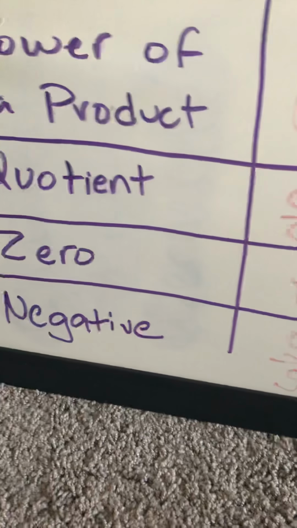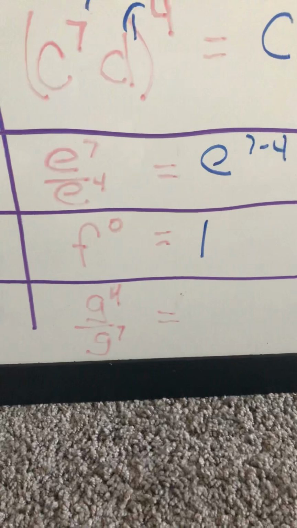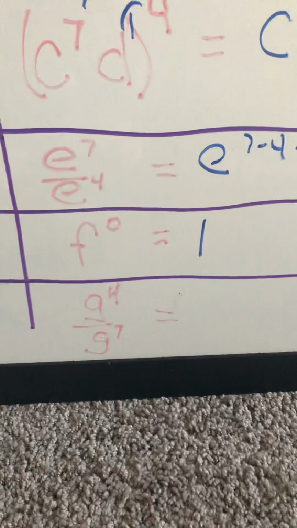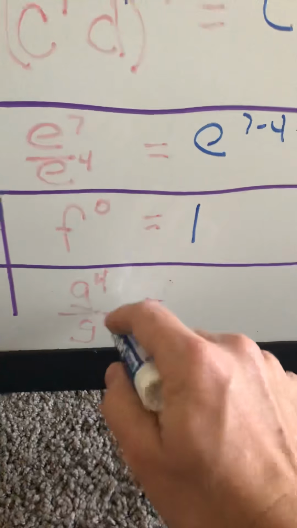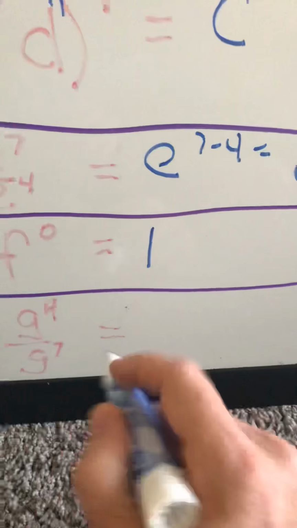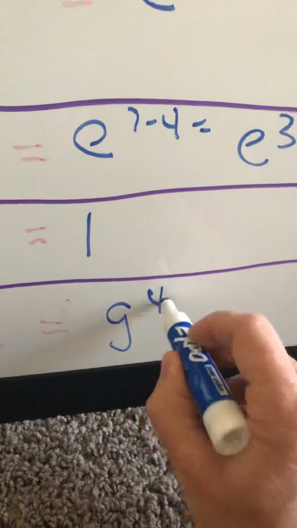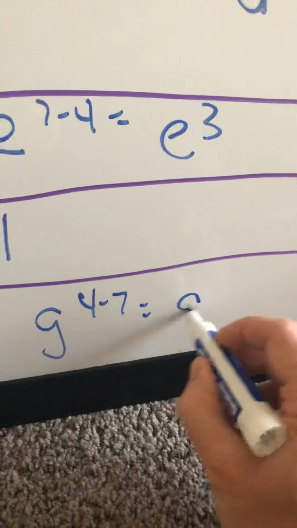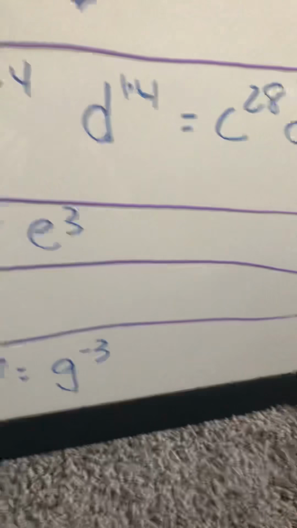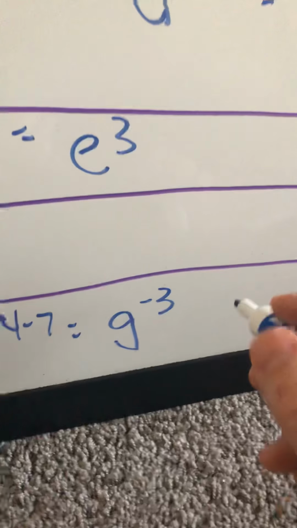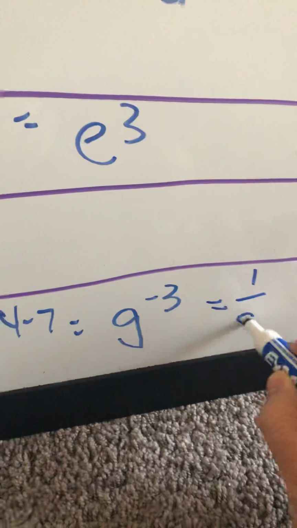And for the negative exponent rule, you cannot have any negative exponents. If you do, you need to flip the exponent to put it on top if it's on the bottom, or on the bottom if it was on the top. So for this one, we're going to have to subtract. So we'd have 4 minus 7. And 4 minus 7 would give us g to the negative 3. Again, you can't have a negative, so that means we're going to have to flip it. That's on the top, so we're going to have to put it to the bottom. So when we put it to the bottom, then we're going to have 1 on top and g to the 3rd on the bottom.